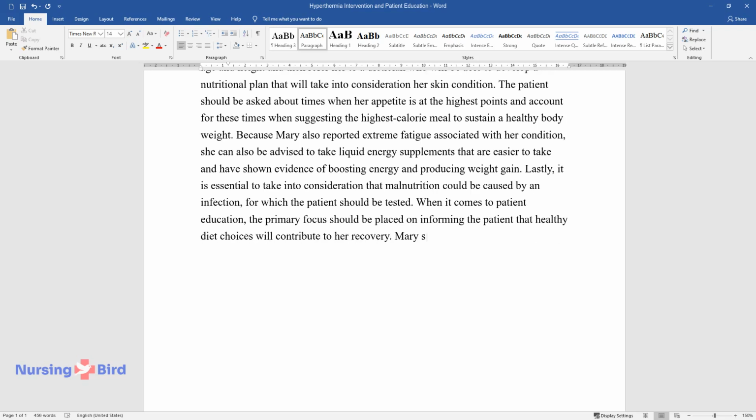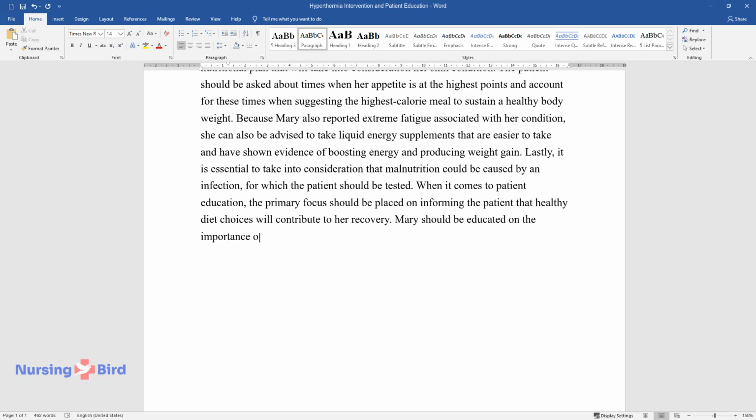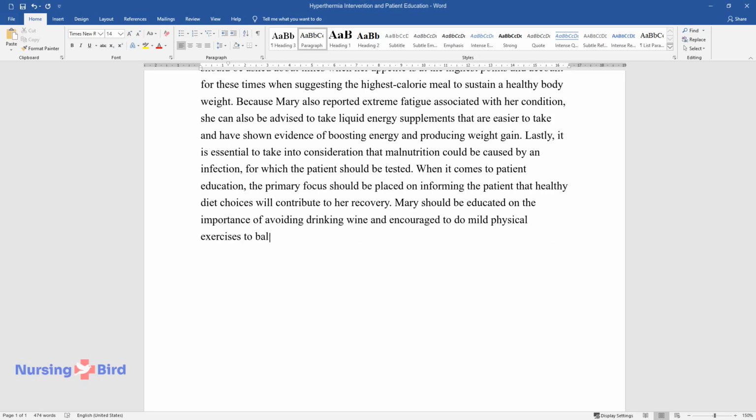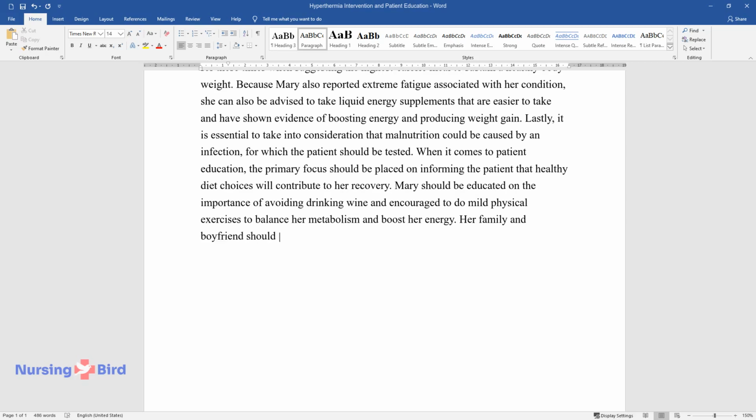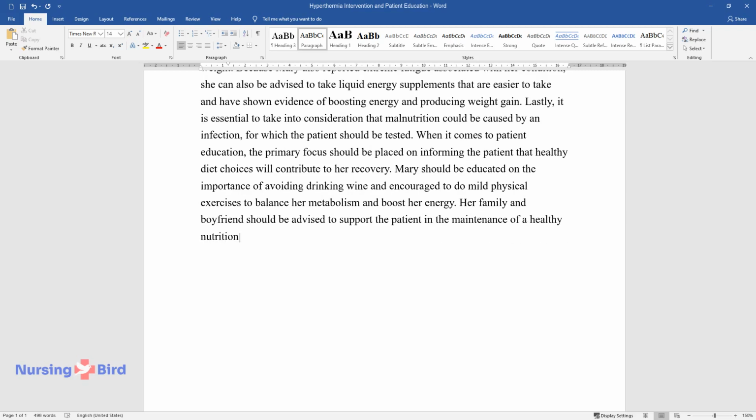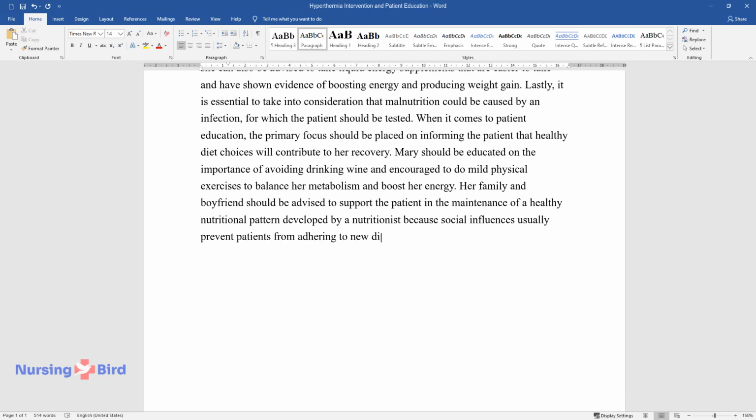Mary should be educated on the importance of avoiding drinking wine and encouraged to do mild physical exercises to balance her metabolism and boost her energy. Her family and boyfriend should be advised to support the patient in the maintenance of a healthy nutritional pattern developed by a nutritionist because social influences usually prevent patients from adhering to new dietary plans.